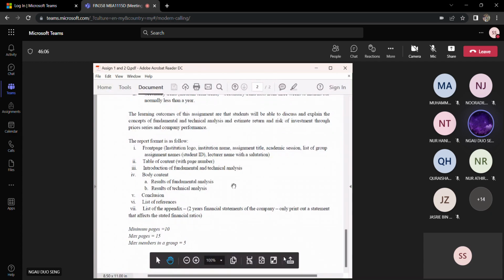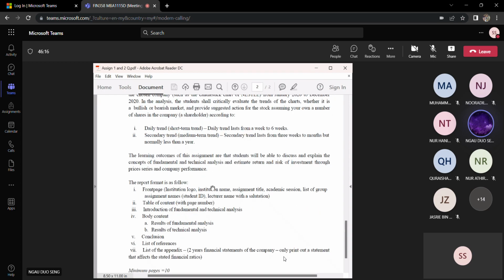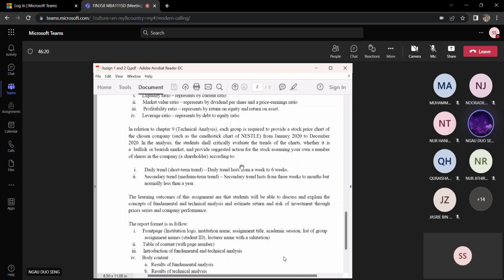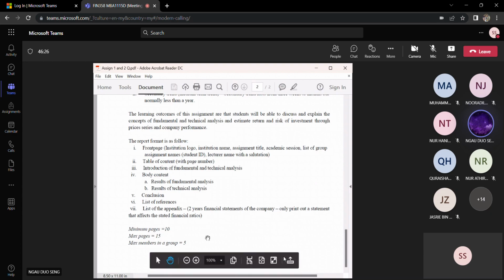Again, this one is handwritten, except the front page, table of contents, list of references and list of appendices, which you can print. For technical analysis, if you have a chart, yes, you can print it. You don't need to draw it. You just print it and then explain. The maximum number of members is 5.